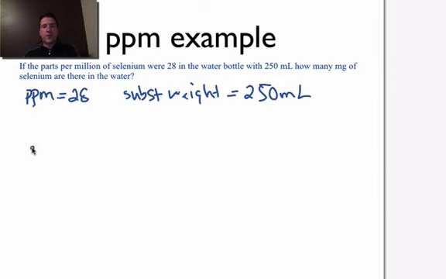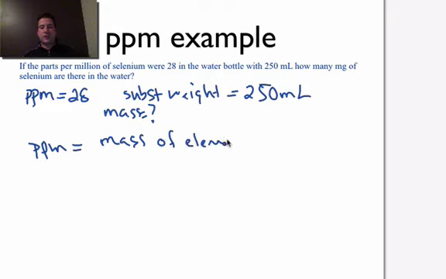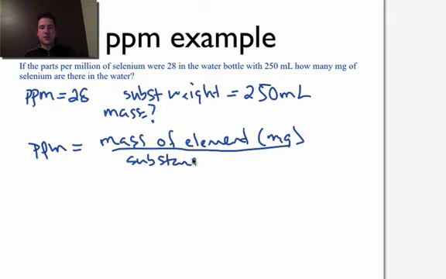So now I'm going to write my formula. Parts per million is going to equal mass. Oh, sorry, we need to find the mass. We don't know what it is. So it equals the mass of element in milligrams, divided by our substance weight, in liters this time. So I'm going to need to convert this.